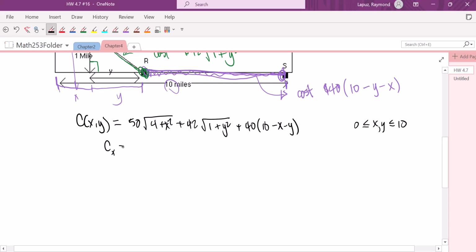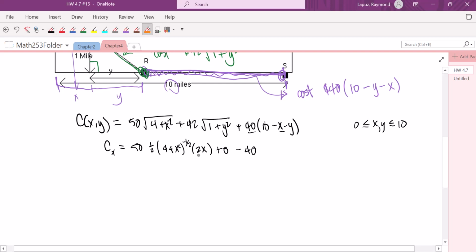Now we want to find the derivative with respect to x. In order to find critical points, we find the derivative with respect to x and then set it equal to 0. So we have a constant 50, and this gives us 1/2 times (4 plus x squared) to the negative 1/2 power, times the derivative of the inside, which is 2x. The second term does not have an x in it, so its derivative with respect to x is 0. And the last term is negative 40 times x, whose derivative is just negative 40. I believe this is all we have.